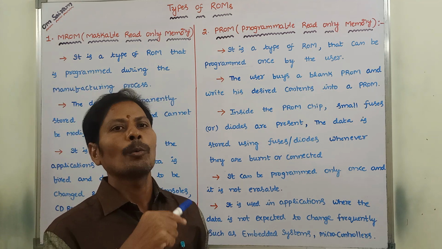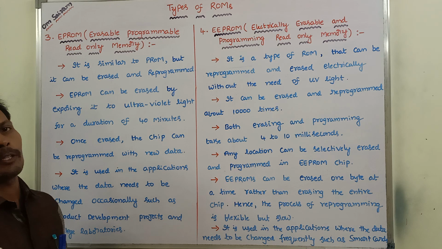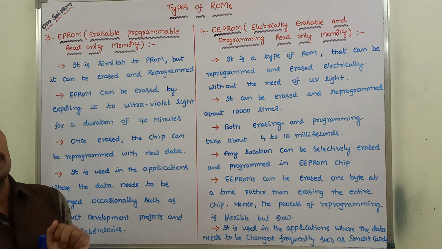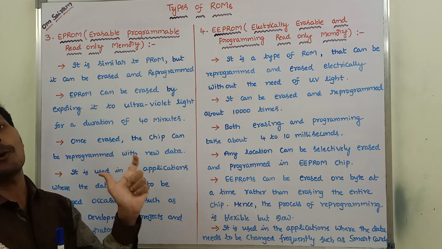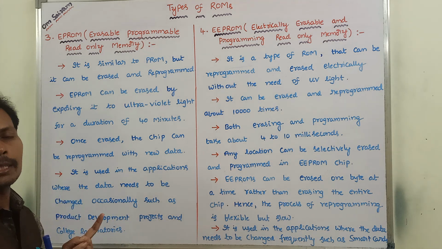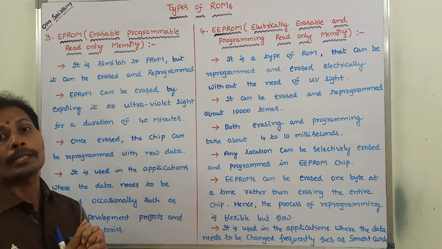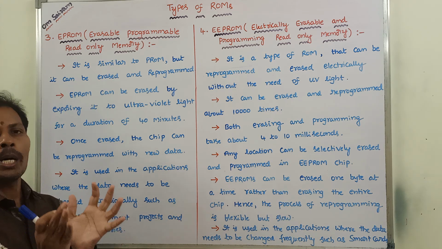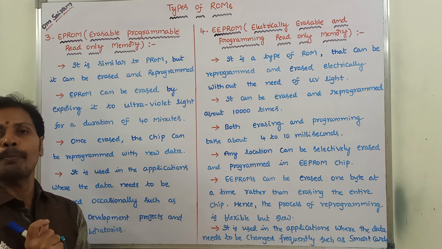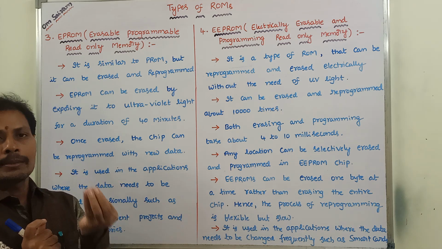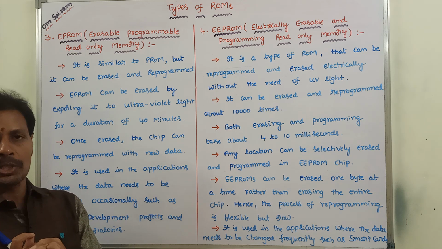Next, we can go for EPROM. The third type of ROM is EPROM. EPROM stands for Erasable Programmable Read-Only Memory. First point, it is a type of ROM that can be erased and reprogrammed. That means whatever data is present in the EPROM can be erased and new data written into the EPROM chip.